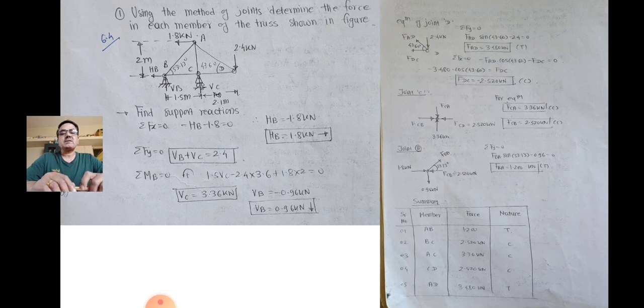Then apply the second condition, summation Fy equal to 0. If you apply this condition, you will get one equation in terms of VA, VB and VC. So VB plus VC is equal to 2.4. And now I apply the third condition of equilibrium, that is summation M equal to 0.